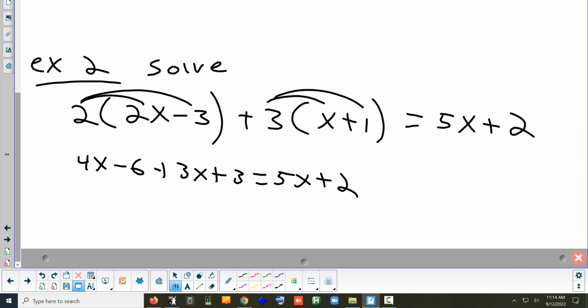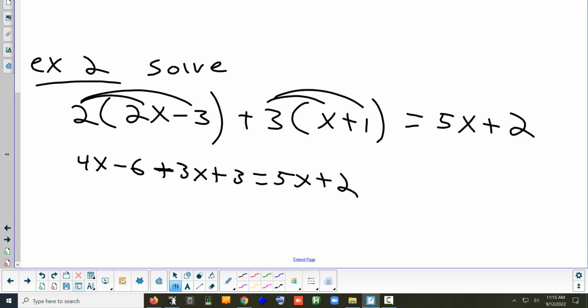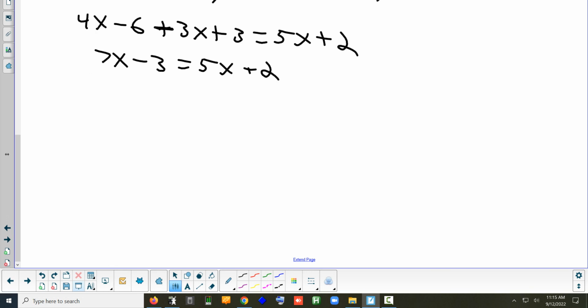Okay. So we got 4x minus 6. That's your first distributive property. 3x plus 3 is the second one. And then the 5x plus 2. If I combine everything on the left, how about Christian? What would I get when I combine all that? 7x minus 3 equals 5x plus 2.